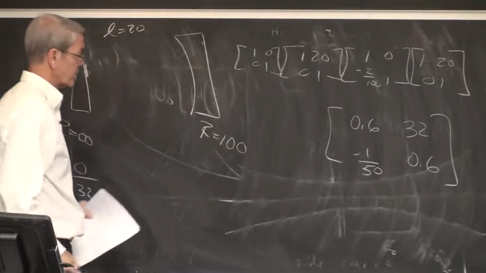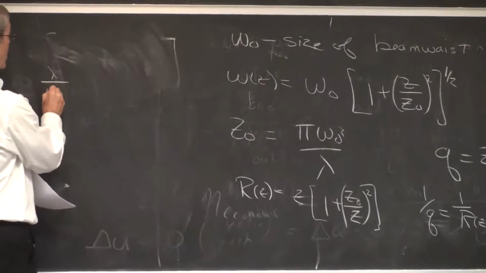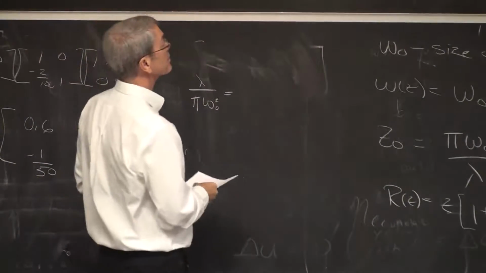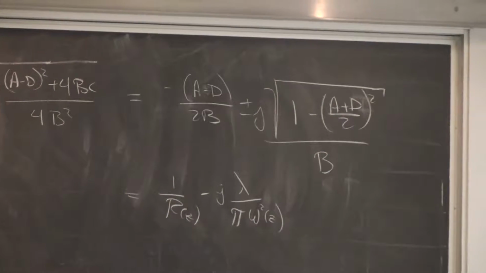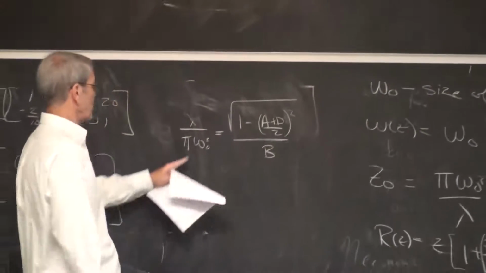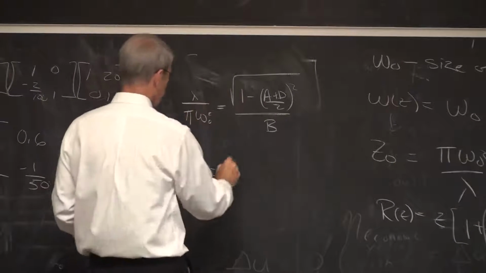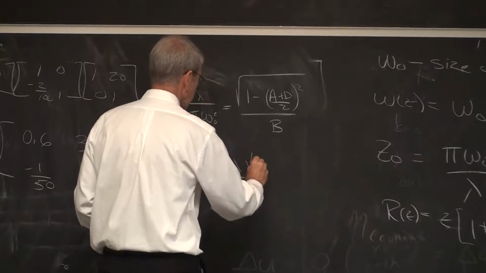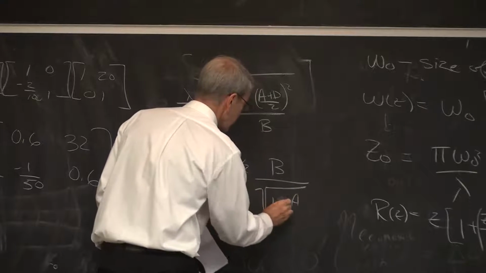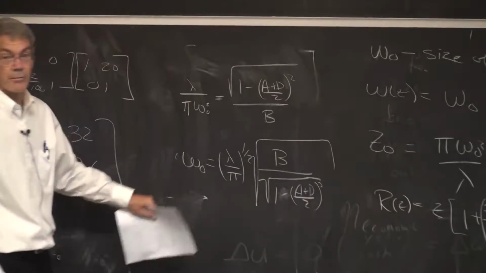So how big is it? Okay, well, plug my numbers in. I know that lambda over pi times omega naught squared, because we're at the waist, must equal all that junk up there, and it's going to be the square root of 1 minus (a plus d over 2) squared, divided by b. So I want to get omega naught. So omega naught is going to be the square root of all this junk. So I'm going to get lambda over pi to the 1/2, and then b over the square root of 1 minus (a plus d over 2) squared. So that'll give me my omega naught.